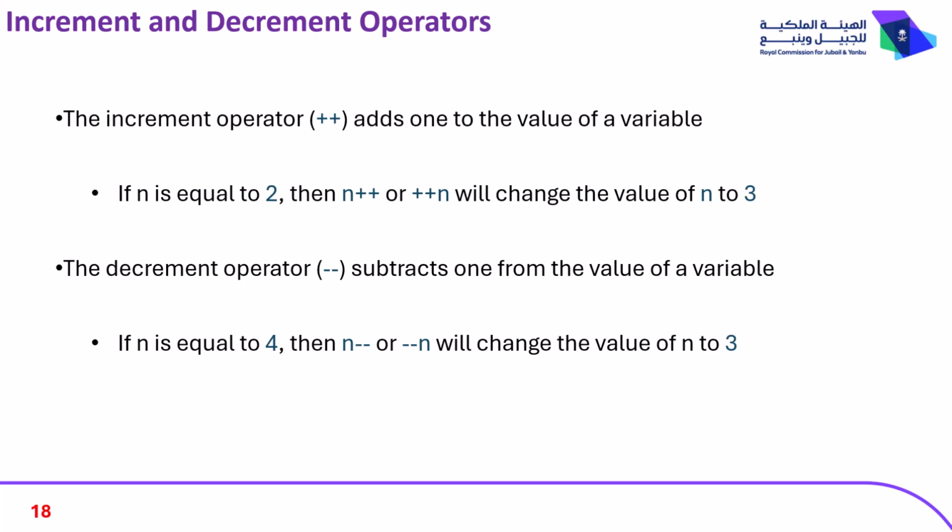Increment and decrement operators. The ++ operator, increment operator, adds 1 to a variable, and the -- operator, decrement operator, subtracts 1. If n is 2, then n++ or ++n will change the value to 3.